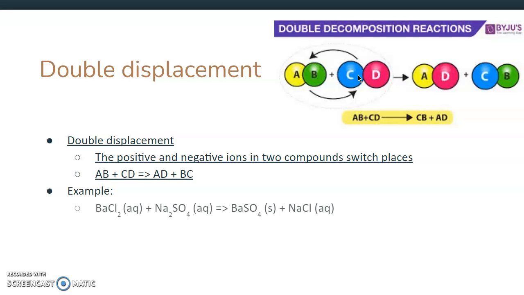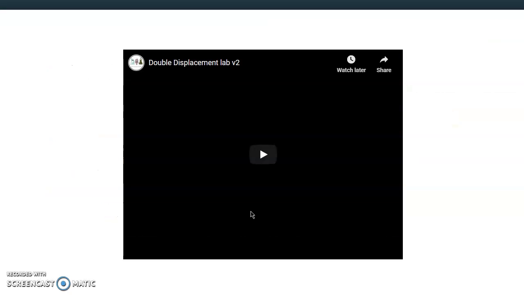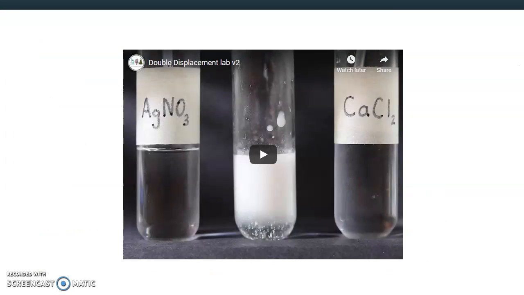So for example, if we have barium chloride plus sodium sulfide, we get barium sulfide and a salt. We're having this Ba change with the Na plus, the sodium. So our Ba is going to be moved into this molecule here, and our sodium is going to come out to our Cl to make salt. So we have another good video to explain that.